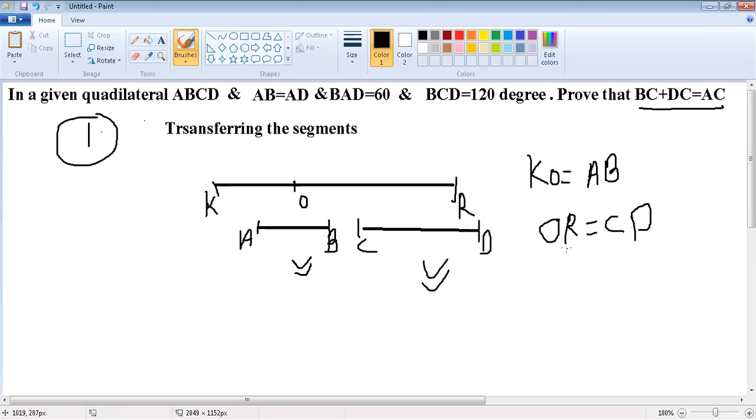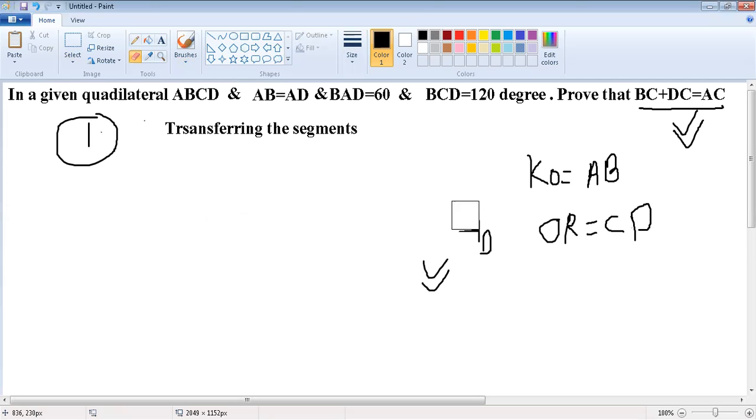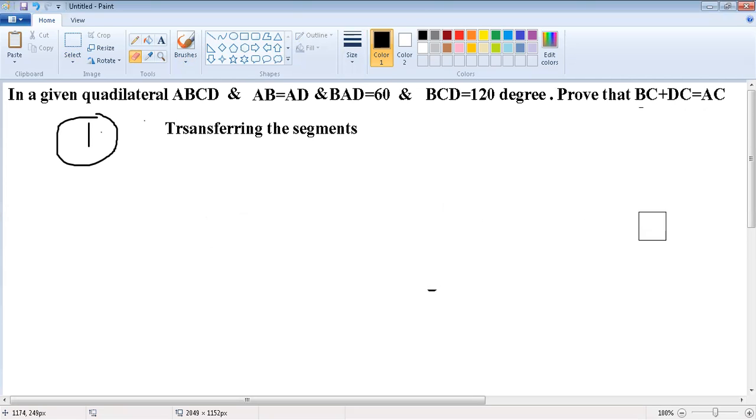Now, this is the technique we are going to use to solve problems like this. These occur frequently in Olympiads, so it's a great thing to know about them. So let's start. Now, as given in the question, let's draw a quadrilateral.